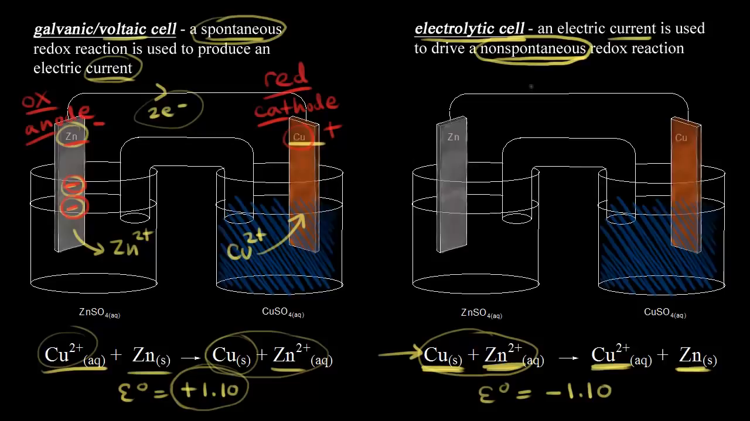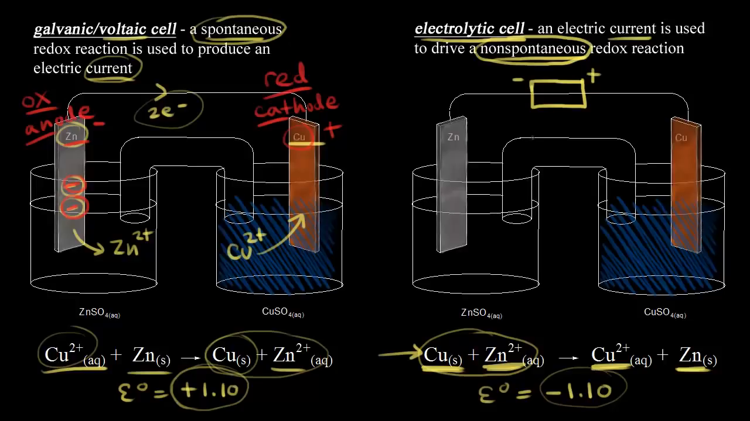So we need a battery here. Let's put in a battery in our little circuit. We need the negative terminal to be on the left side and the positive terminal to be on the right side. So this is our voltage source. And we need at least 1.10 volts to force this reaction to occur. And in practice, it turns out to be more than 1.10 volts.